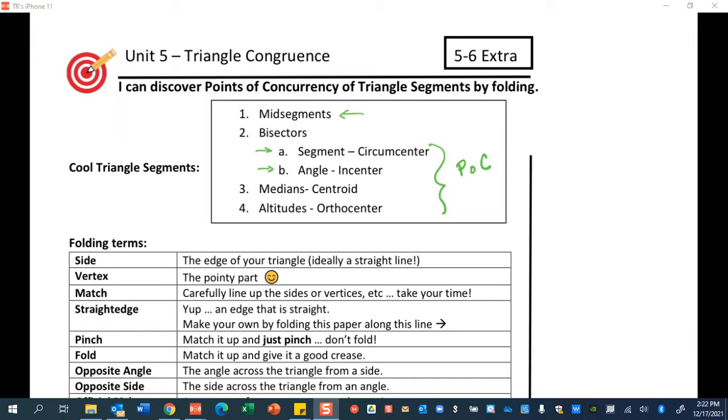So our mid-segments are different because they don't have a point of concurrency. Our mid-segments create that inside triangle. There's no point of concurrency, no holy cow wow thing happening with our mid-segments. When you talk about our segment and angle bisectors, our medians, and our altitudes, they do give us a point of concurrency. And it really is such a special moment. We named each of them: circumcenter, incenter, centroid, and orthocenter. And those are going to have to be words that you remember. It's hard because those are new words, but you're still going to be completely responsible for them.